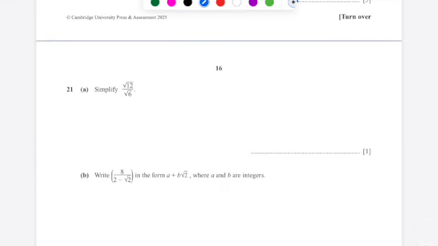Simplify square root of 12 divided by square root of 6. Square root of 12 divided by square root of 6, it's going to be 6 times 1 and 6 times 2. So the answer is going to be square root of 2.